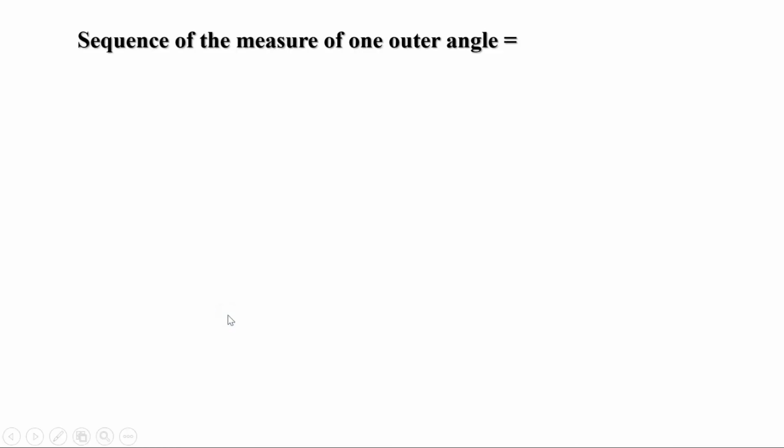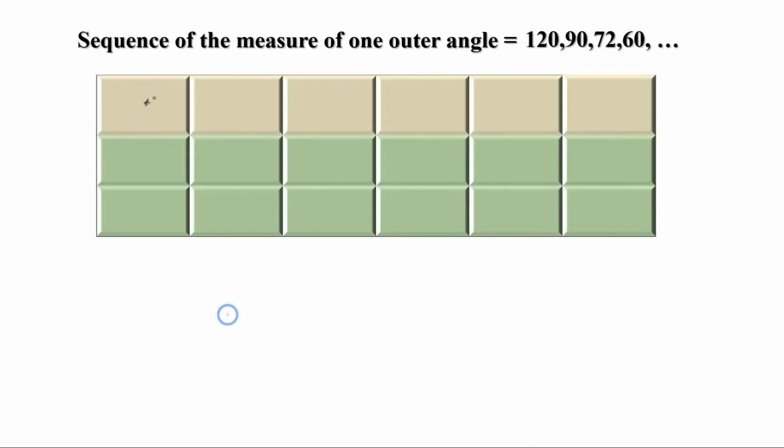Now let us find the sequence of the measure of one outer angle. One outer angle of an equilateral triangle is 120, that of a square is 90, that of a regular pentagon is 72, etc. So the sequence can be written as 120, 90, 72, etc. Now write the positions and terms. First term is 120, second term is 90, third term is 72, fourth term is 60, and so on.